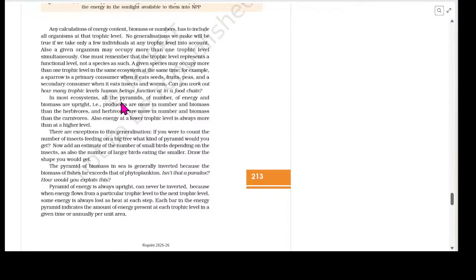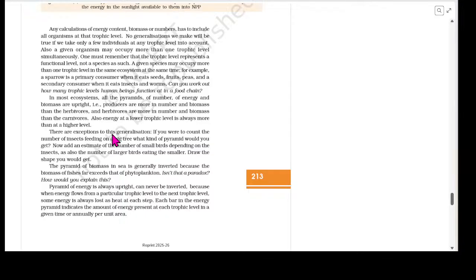In many ecosystems, all the pyramids of number, energy and biomass are upright. That is, producers are more in number and biomass than the herbivores, and the herbivores are more in number and biomass than the carnivores. Also, energy at a lower trophic level is always more than at a higher level. There are exceptions to this generalization.